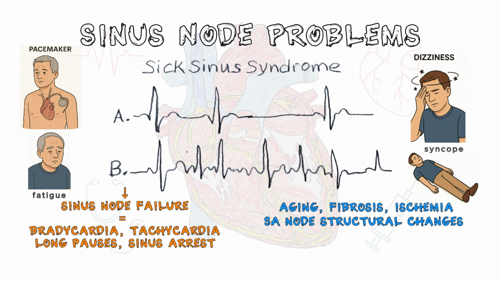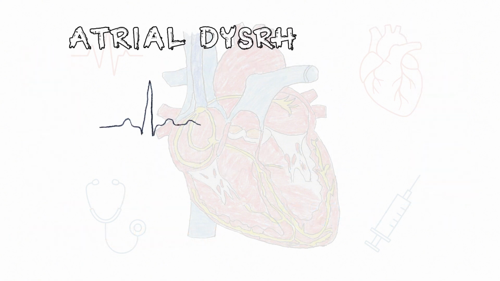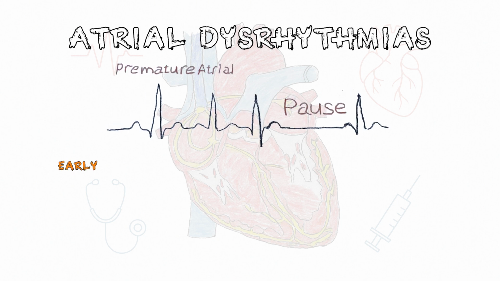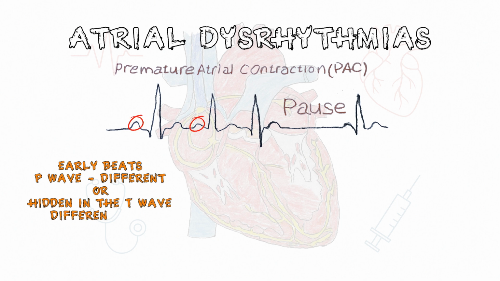So, that was sinus node problems. Let's jump to atrial dysrhythmias, which include premature atrial contractions, or PAC. These are early beats originating from an ectopic focus in the atria. The P wave looks different, or it may be partially hidden in the T wave. The PRI for the PAC may be different as well, but the QRS is normal.